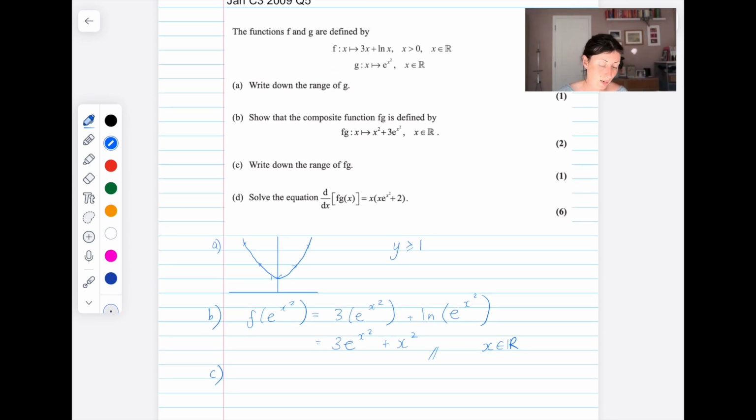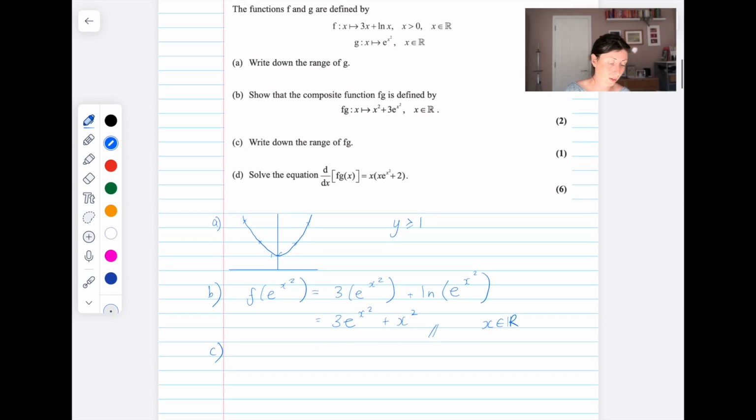Write down the range of fg. So we've got to write down the range of that composite. Again, this isn't something we know how to sketch. An e with an x squared in the power plus an x squared. So it's 2 graphs added together. I don't know how to sketch that. So now we are actually going to have to use the fact that we've got these squared numbers.